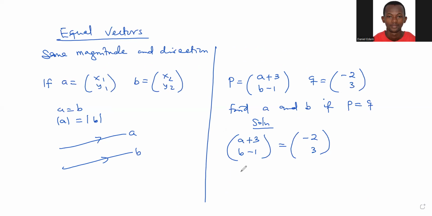So A plus 3 equal to negative 2. A will be equal to negative 2 minus 3, which is negative 5. Likewise, equate the components. B minus 1 equal to 3. B is equal to 3 plus 1, which is 4. So therefore, A is minus 5 and B is 4. So that's how we solve questions on equality of vectors, which is equal vectors.